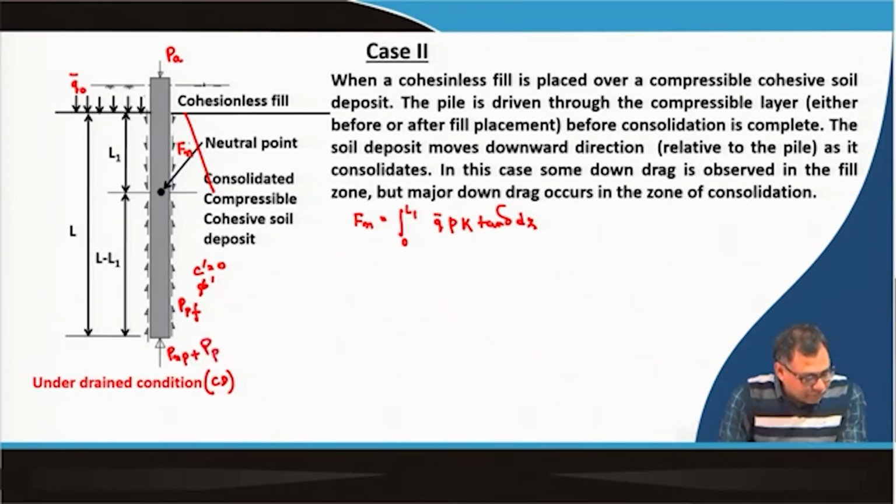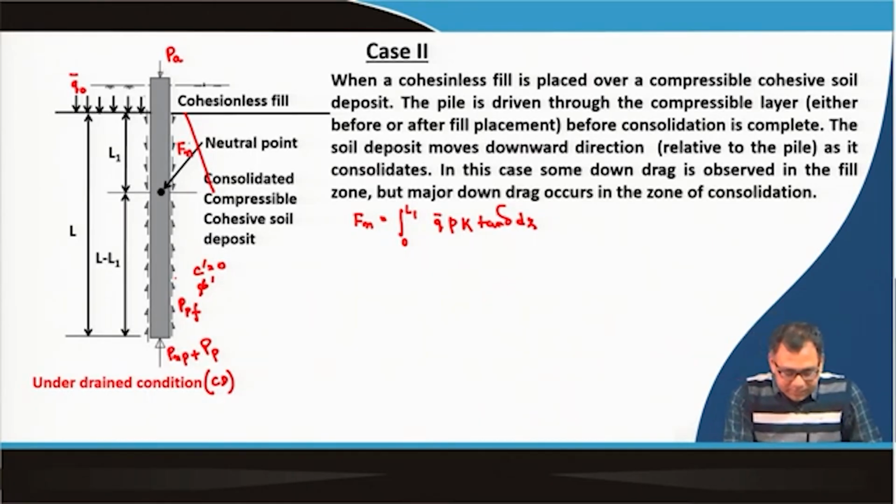Okay. So, what is PNP, what is PP? PNP is the tip resistance the pile gives when there is a negative skin friction. That means, during the negative skin friction also, the pile will give some tip resistance. So, that is considered as PNP, and PP is the normal tip resistance that the pile gives.